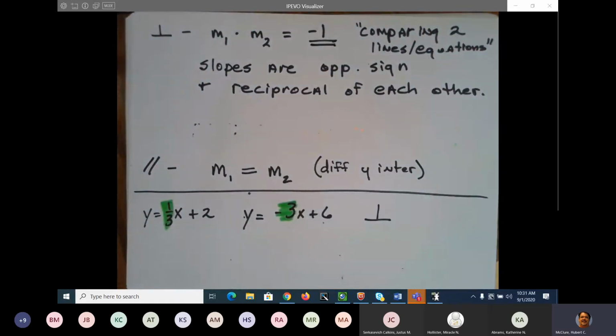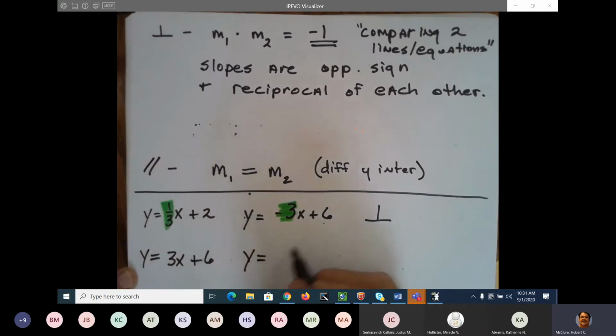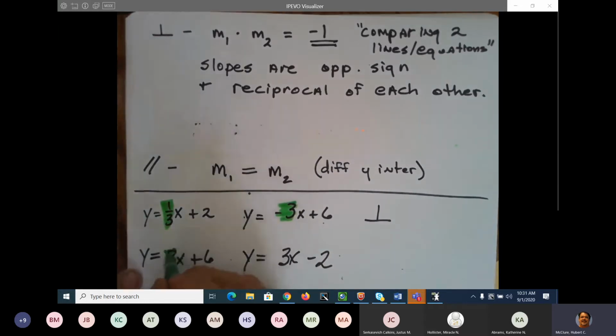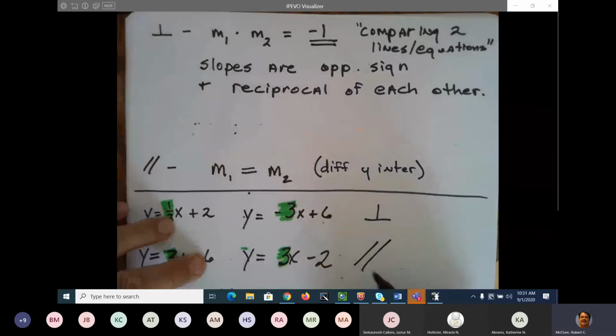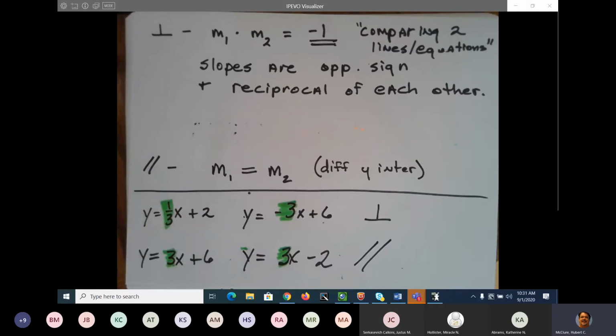What about y is equal to 3x plus 6, and y is equal to 3x minus 2? Well, the slopes are equal. So if the slopes are equal, the lines are parallel. It's either one of the two. If it's not one of these two, then it's something different, like two lines intersecting, or two lines going in different directions, or whatever the case may be.